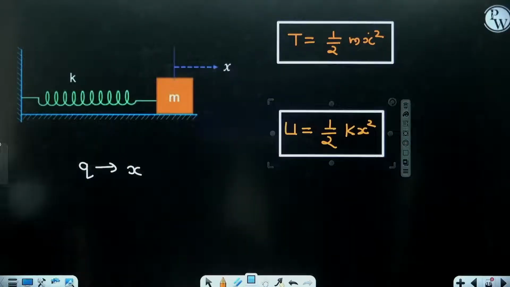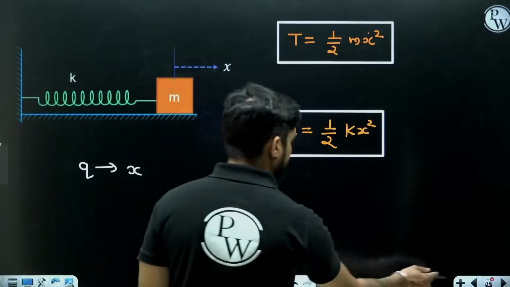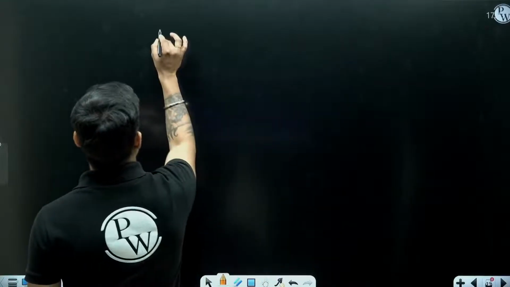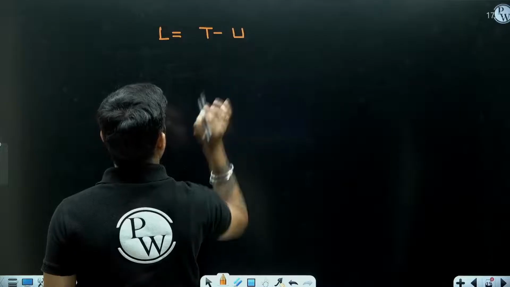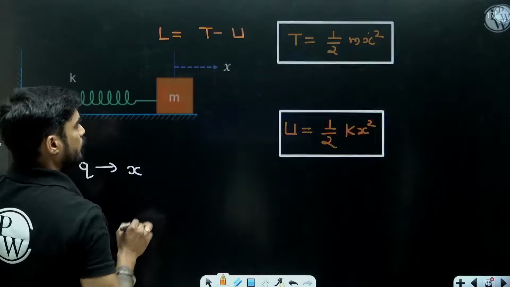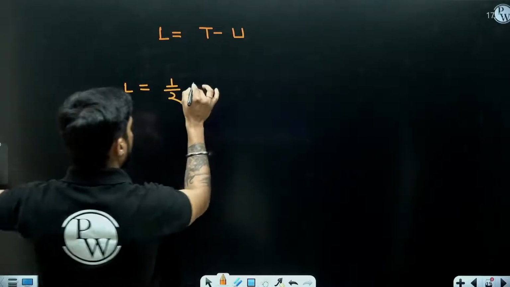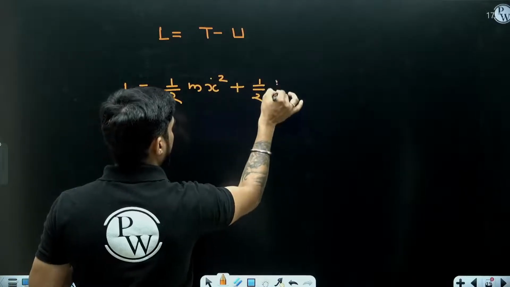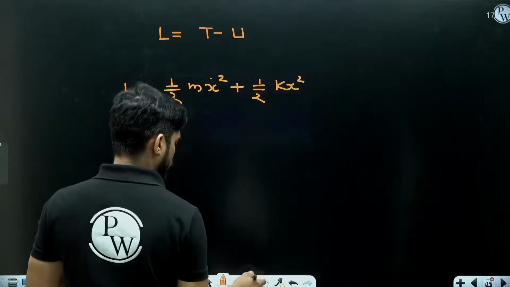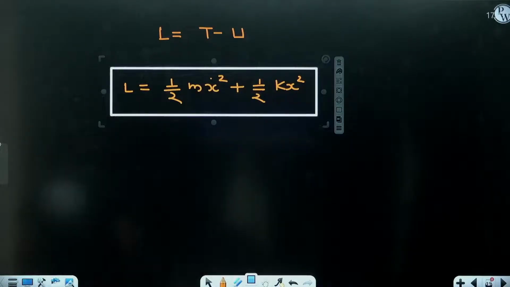So I have the kinetic energy in terms of x, and I have the potential energy in terms of x. Now I can write the Lagrangian. What will be the Lagrangian? T minus U. So L will become half m x dot square minus half kx square. So this is your Lagrangian.